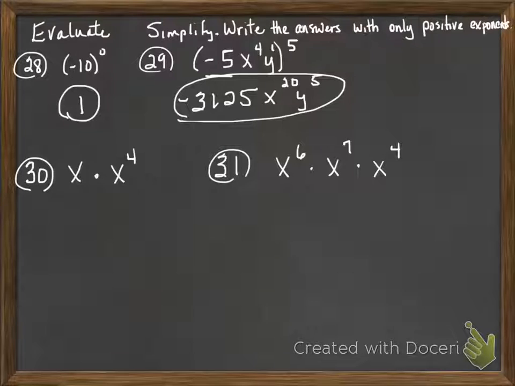On number 30, we're actually multiplying two variables together that have like bases. So we have an exponent rule that says when we multiply two variables that have like bases, we add their exponents. So 1 plus 4 would be 5. So my answer would be x to the 5th. Same thing in 31, we're multiplying all these x's together. So we're going to add their exponents. 6 plus 7 is 13. 13 plus 4 is 17.